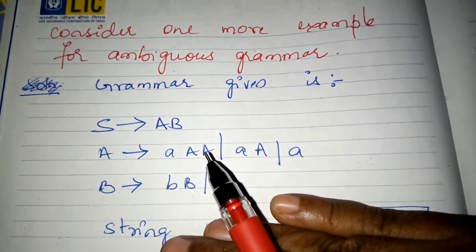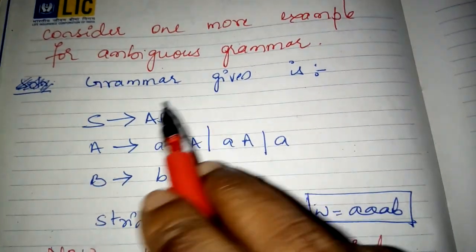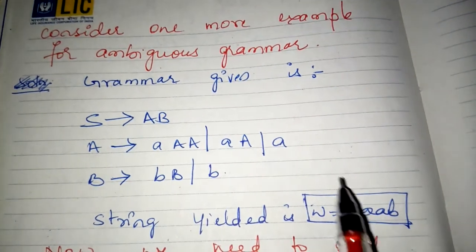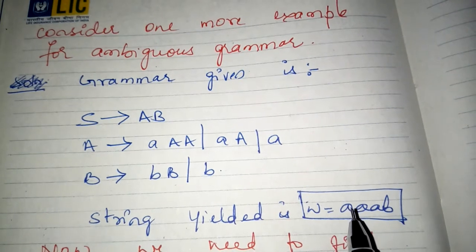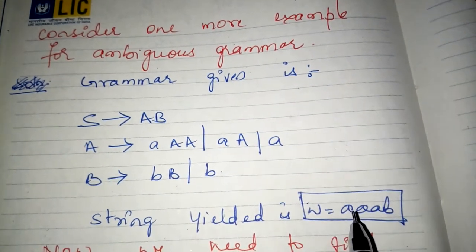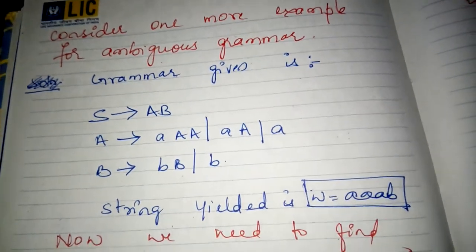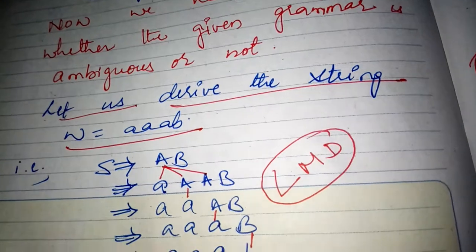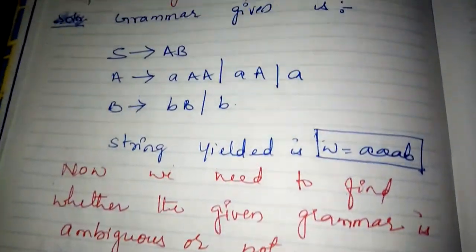In that case, what you should do is derive the grammar and get a string, and for this you need to have a parse tree and then check whether you get two parse trees for the same string or not. So for that, we need to find out whether the given grammar is ambiguous or not. Let us derive the string w = aab. I'll consider the given grammar above.